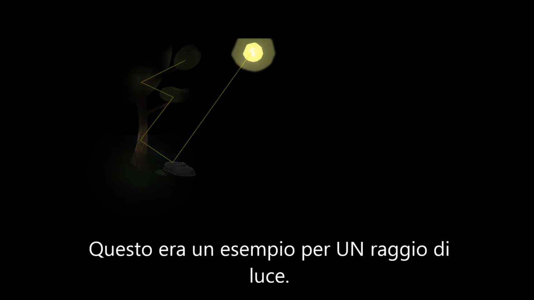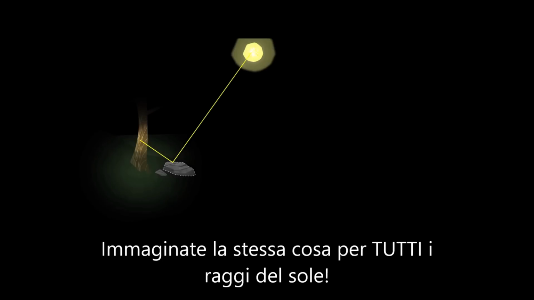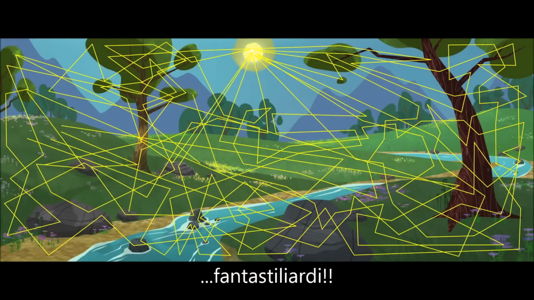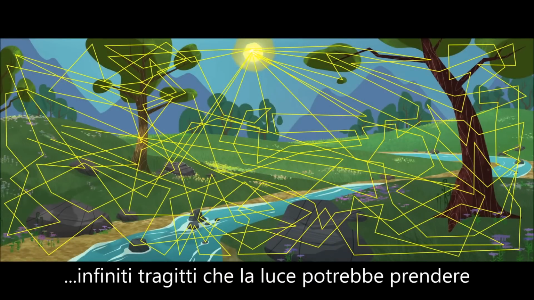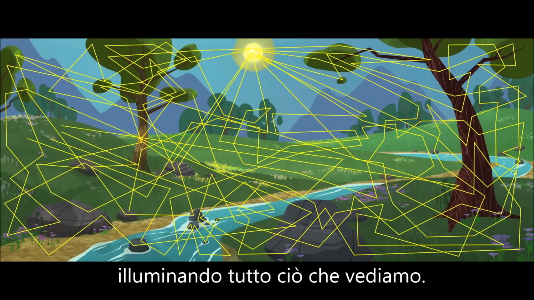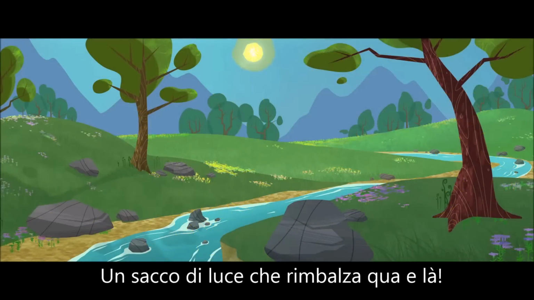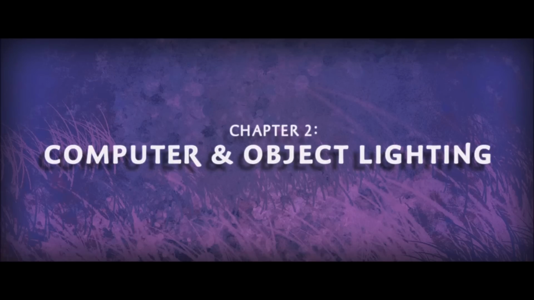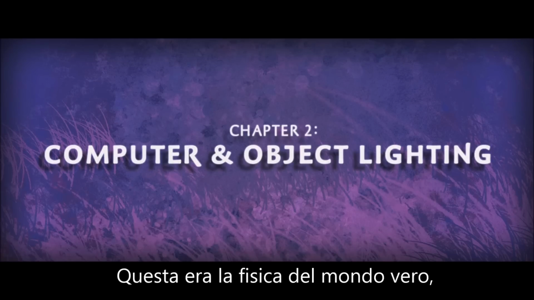That was just an example of what happens with a single ray of light. Just imagine this for every ray of the sun. There must be millions, billions, bazillions. There are infinite paths that light can take, illuminating everything we see. That is a lot of light bouncing around. That's how physics works in the real world.